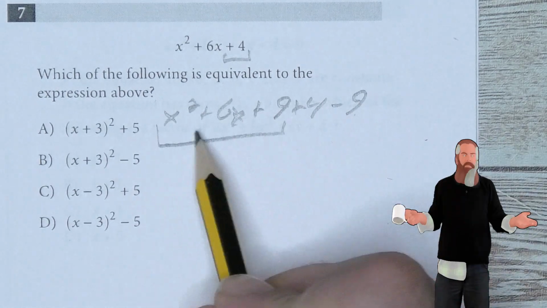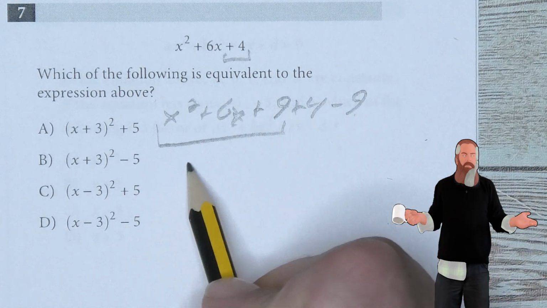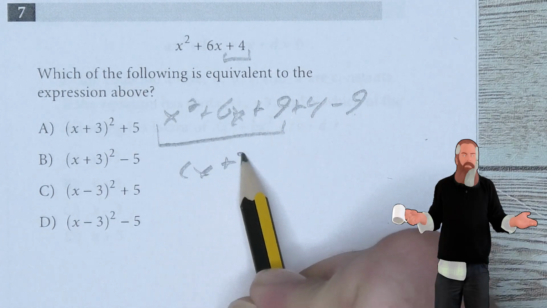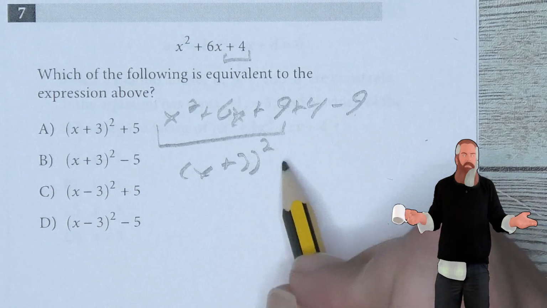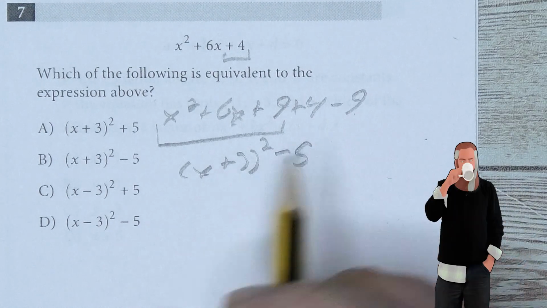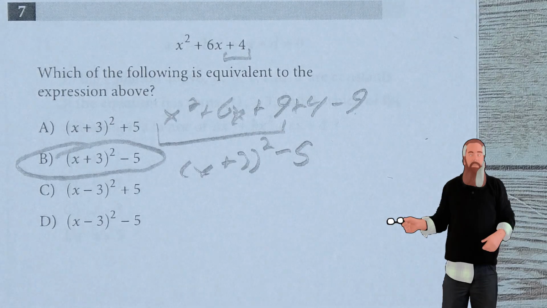Now, looking at this, this is a perfect square. This is going to give me (x plus 3) squared. Now, 4 minus 9 is going to give me a negative 5, meaning that B is the answer.